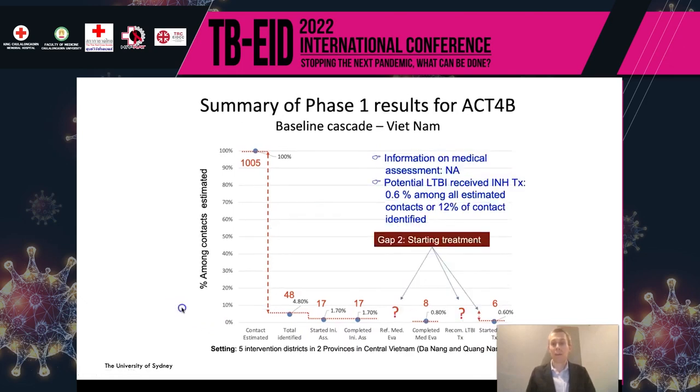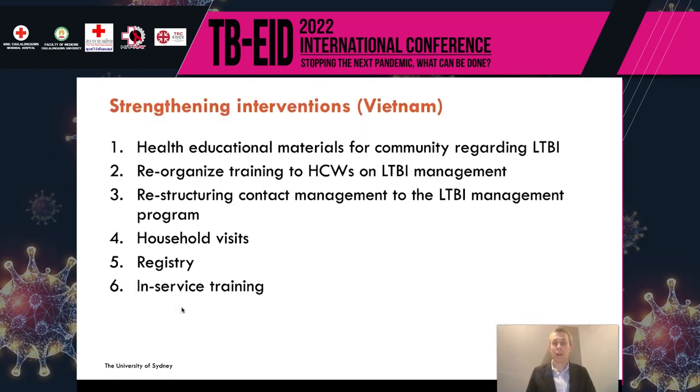So the second gap was the starting of treatment, but that is not the main gap. And as I said, we needed to identify, first of all, the solutions to the first gap before we could identify what were the barriers in the second step.